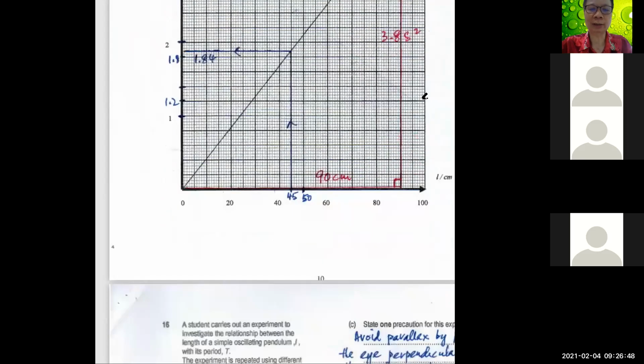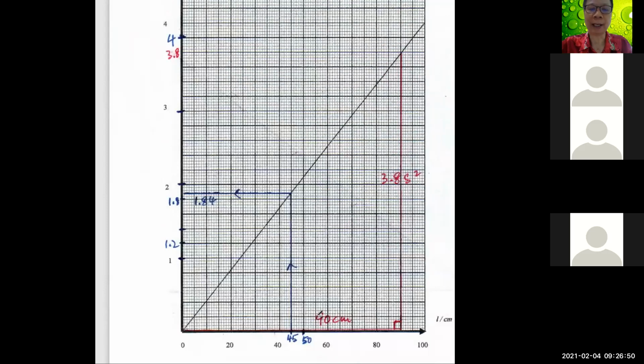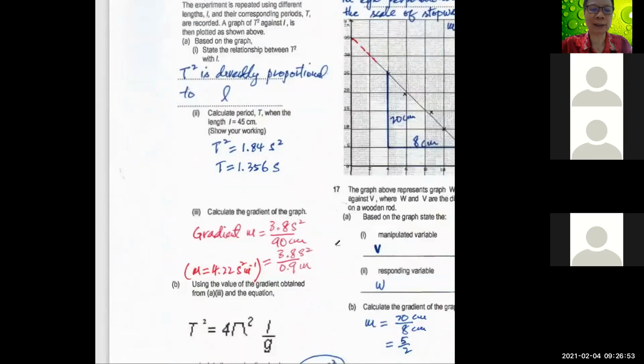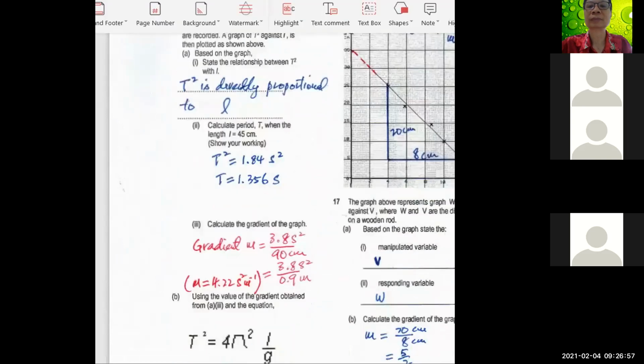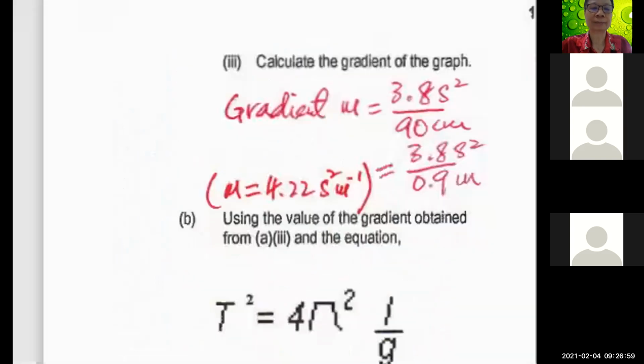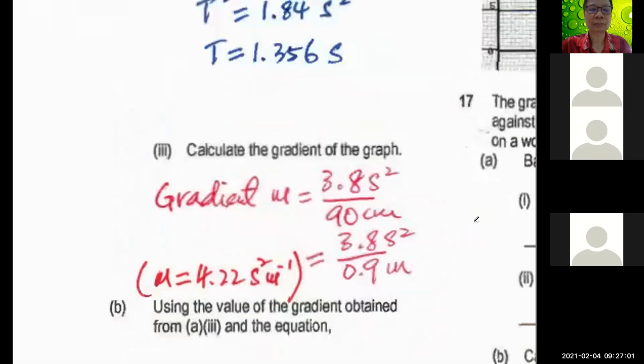Okay, so gradient 3.8 divided by 90 cm. So your answer is here. 3.8 second square divided by 90 cm. I change to meter, 0.9 meter. So when I calculate, I get 4.22 second square per meter. This is the final answer.